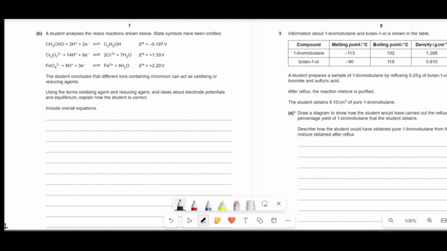So a student analyzes the redox reactions shown below. State symbols have been omitted. The student concludes that different ions containing chromium can act as oxidizing and reducing agents. Using the terms oxidizing agent, reducing agent, and ideas about electrode potential and equilibria, explain how this student is correct. So this person is saying that different ions with chromium can act as oxidizing and reducing agents.